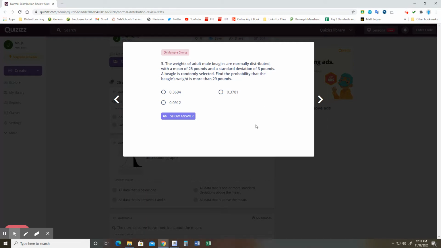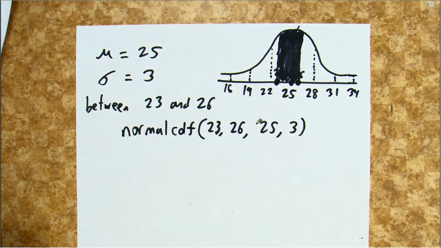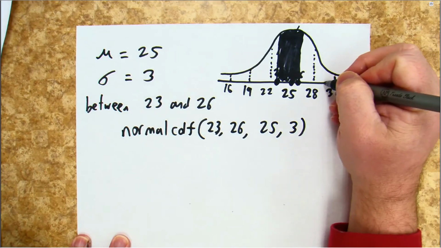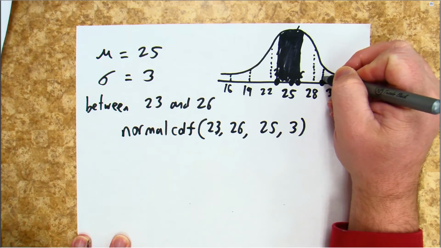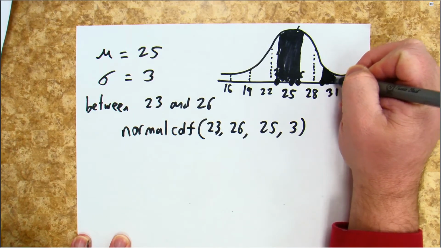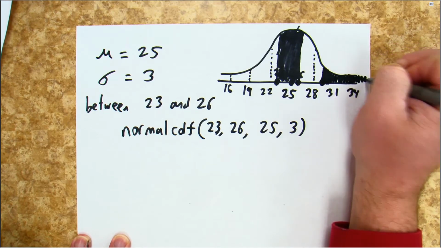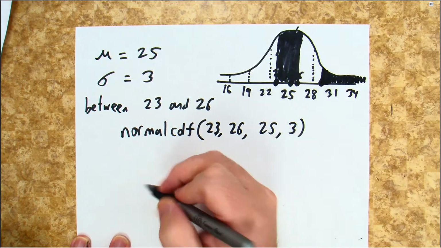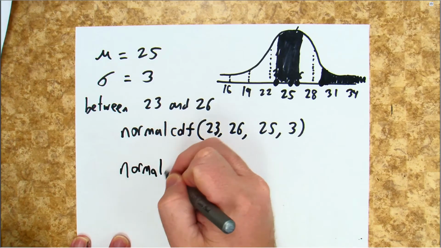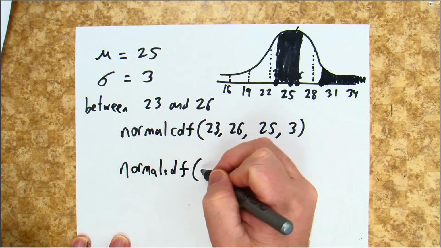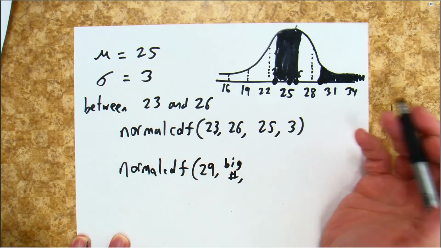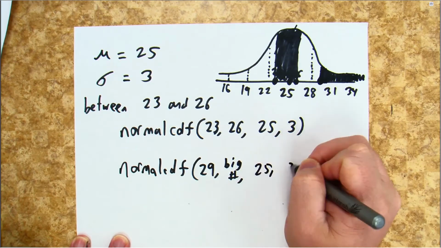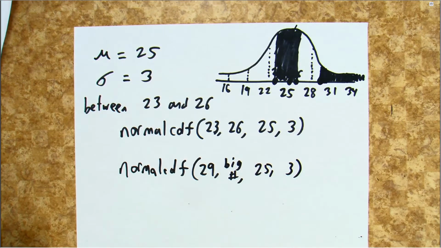More than 29 pounds would be, again, I'm not going to fill this in all the way, but it would be about here or more. You know what? I'll do it anyway. Here or more. All the way out. For that problem, everything stays the same except for your limits. Because it's 29 or more, you would type in 29, comma, some positive big number, but you would keep the mean and the standard deviation exactly the same.